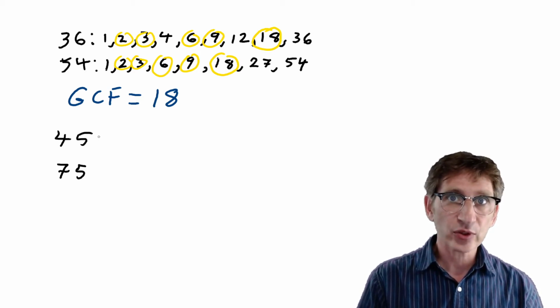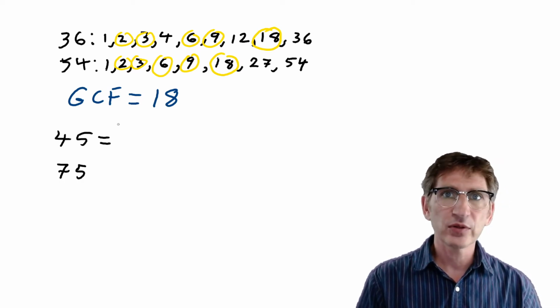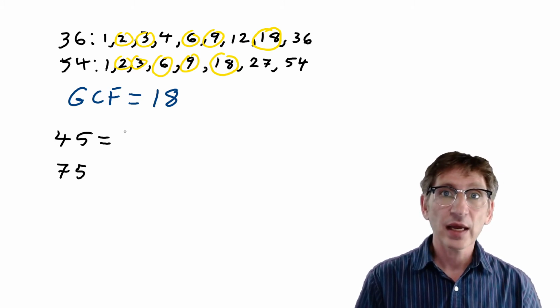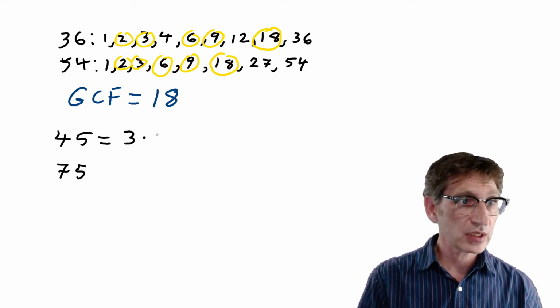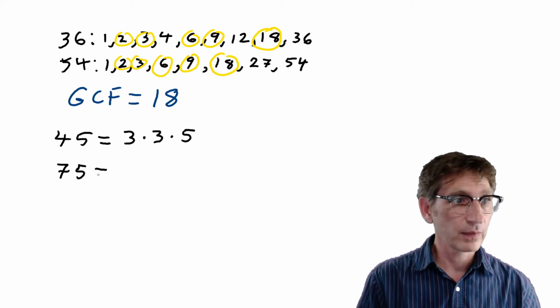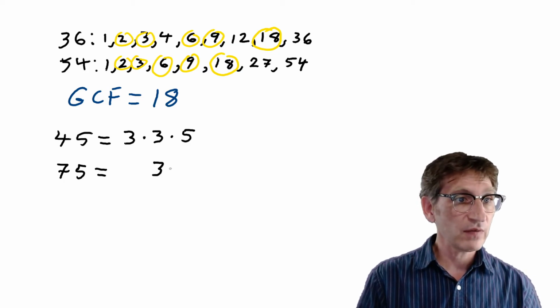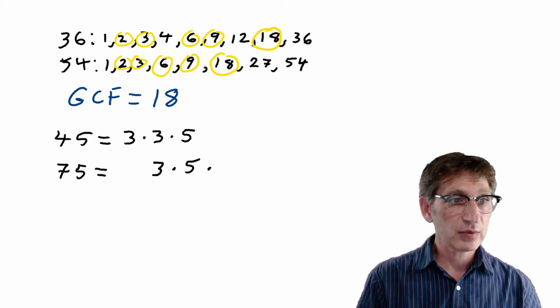I could do a factor tree and find the prime factors that way, but these numbers are probably simple enough to do this mentally. 45 we know is 9 times 5. 9 is 3 times 3. So 45 equals 3 times 3 times 5. Wonderful. 75 is 3 times 25, and 25 is 5 times 5. So 75 is 3 times 5 times 5.